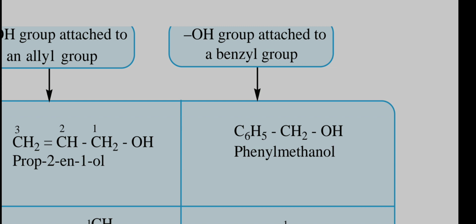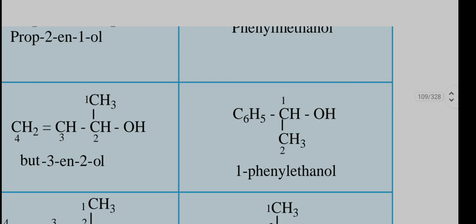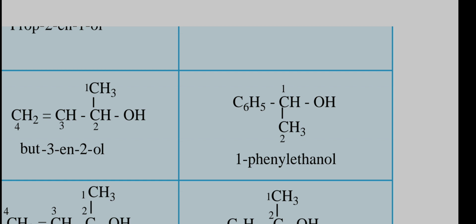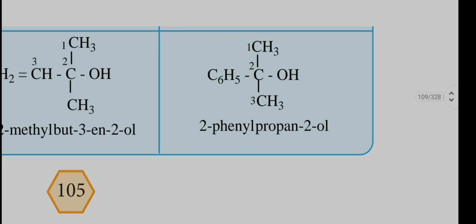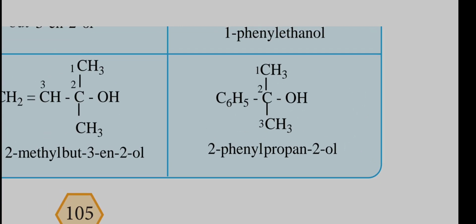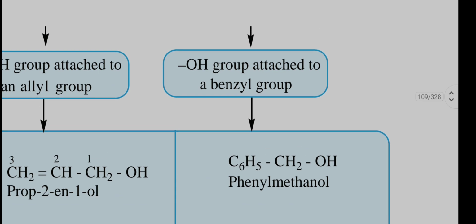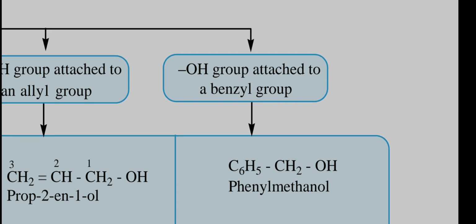In benzyl, the OH is indirectly attached to the C6H5. So this is the benzyl group, C6H5CH2. The OH is not directly attached to C6H5, but is connected to the C6H5 through another carbon. So this is the benzyl attachment. So this is the classification of alcohol.